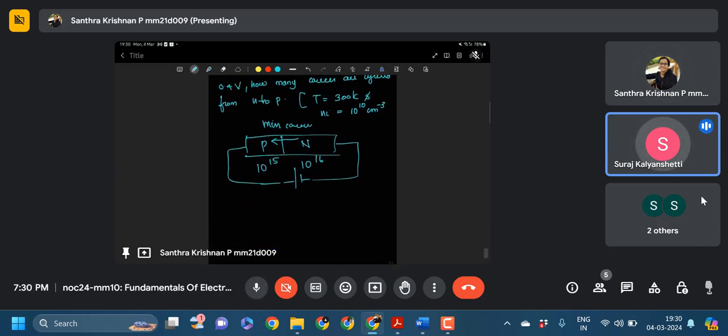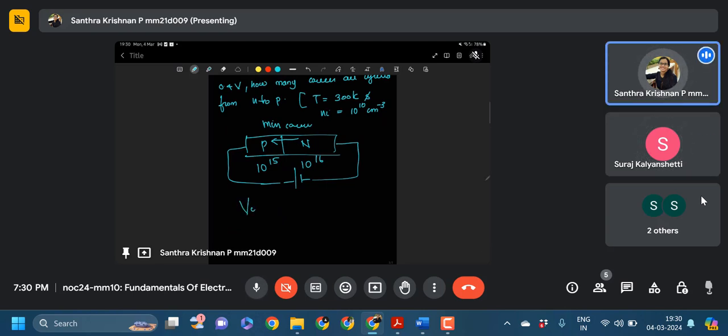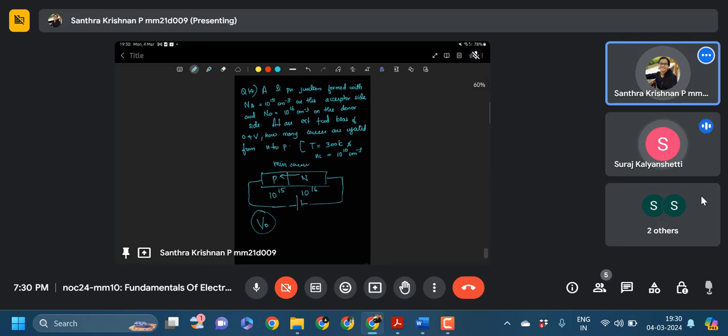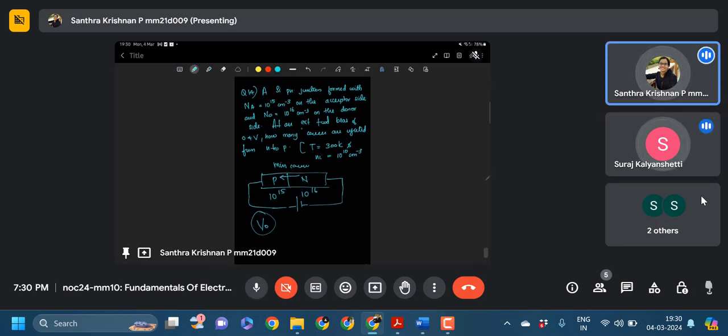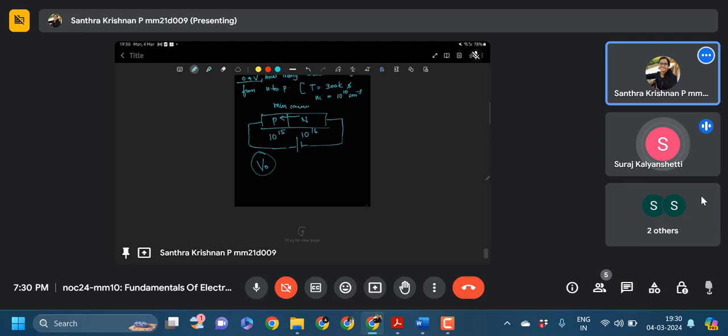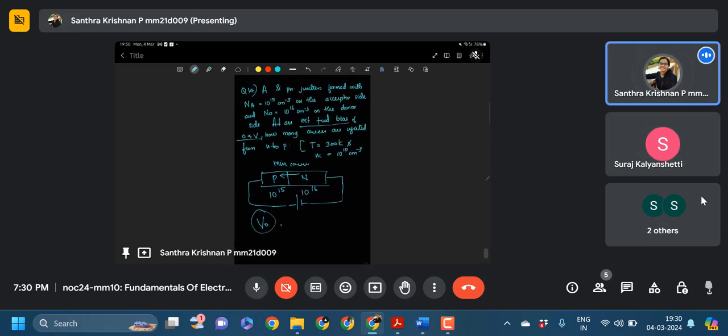Na and Nd, yes. So first we have to find V0, then using that V0, you have to substitute in that NN equation. So can you just try? That is at an external forward bias of 0.4 volt. Can you just try, so that you get the answer?